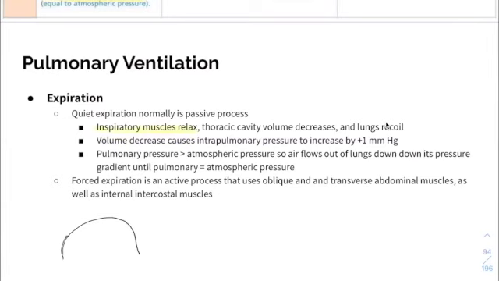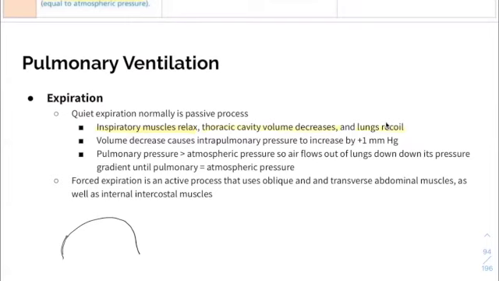That's the relaxed position. You think, because your rib cage and everything expanded when you inhaled, now everything needs to go back down to its resting position. So that thoracic cavity expanded. Now it needs to decrease. Those lungs expanded. Now they need to recoil back to resting position.